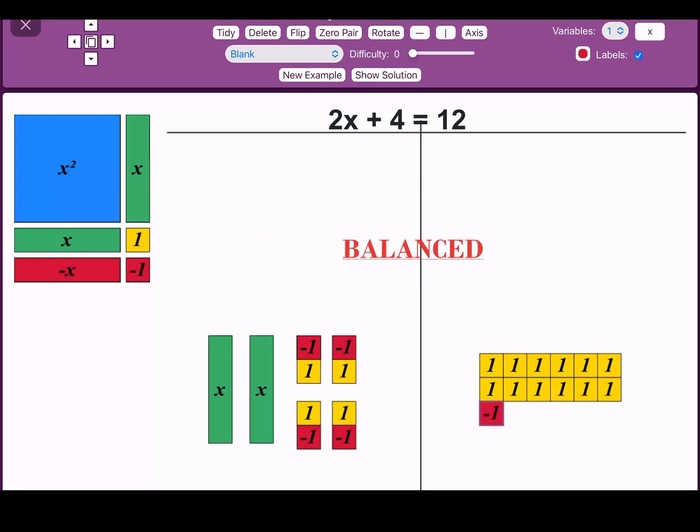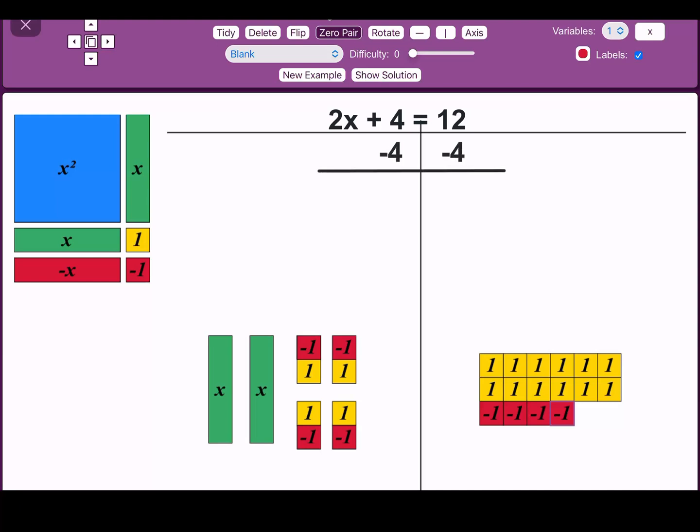Now, remember, our equation must remain balanced. So if I add 4 negative unit tiles to the left to create 4 zero pairs, I have to also add 4 negative unit tiles to the right. Now, algebraically, this is why we would see that -4, subtracting 4 from the left side and then also subtracting 4 from the right side.